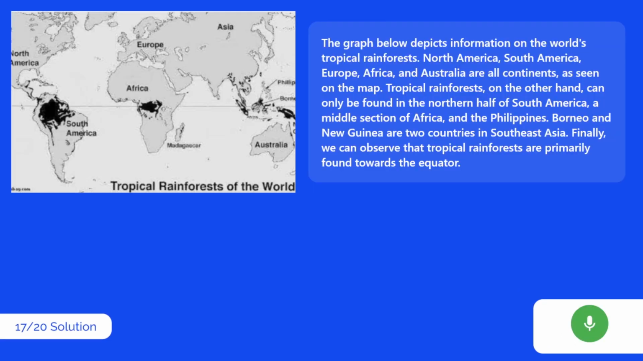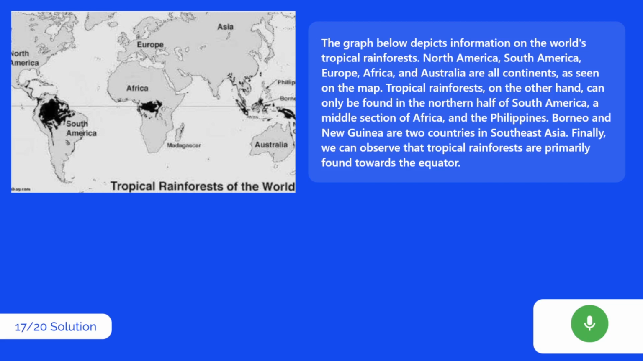The graph below depicts information on the world's tropical rainforests. North America, South America, Europe, Africa, and Australia are all continents, as seen on the map. Tropical rainforests, on the other hand, can only be found in the northern half of South America, a middle section of Africa, and the Philippines.